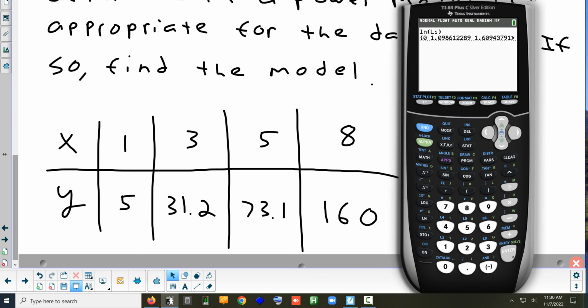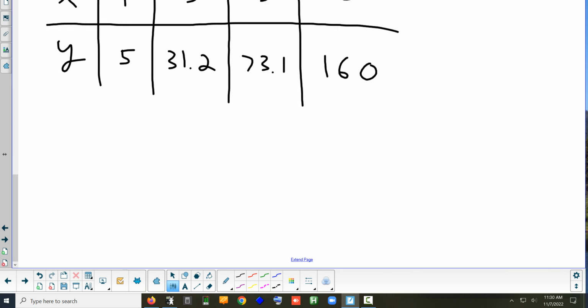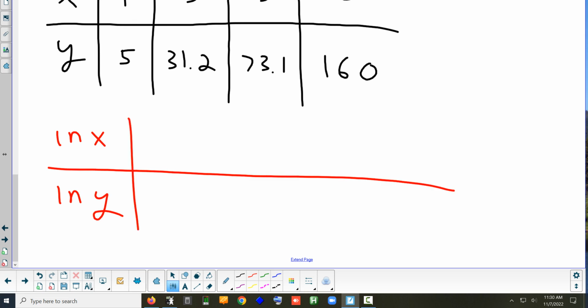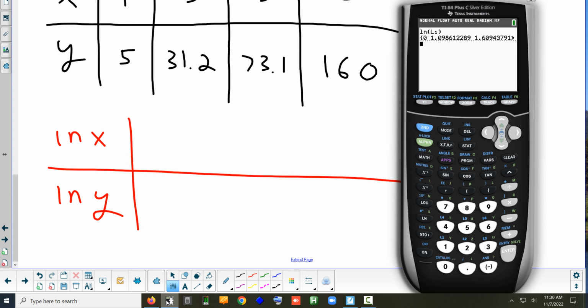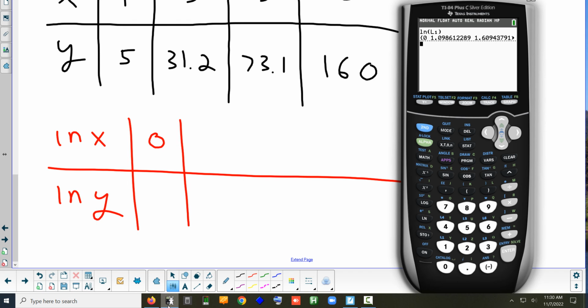So I want to write all these numbers down in a new table. ln x, ln y. Okay. And we're going to graph it. So, I mean, 1 decimal place is plenty. That's all you need. We're not going to be able to graph more precisely than that by hand anyway. So we've got 0. We've got 1.1. We've got 1.6. And about 2.1.